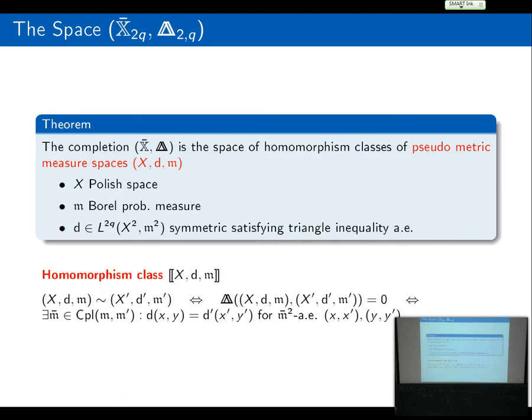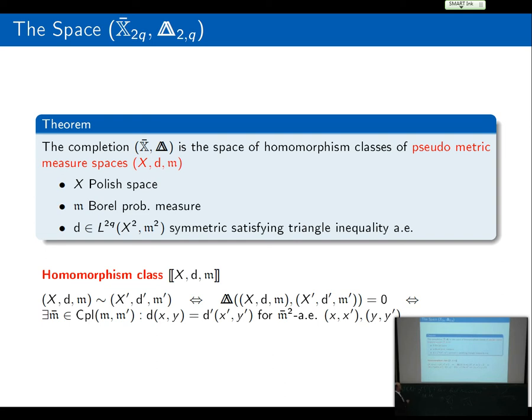Now the question arises, of course, what is the completion of this space? Because if I want to make really gradient flows or whatever application of Alexandrov geometry, I should understand the closure and the completion. The completion turns out to be, again, a class of homomorphism classes, I call it now, of metric measure spaces, but I call them pseudometric measure spaces because this is now a little bit different.